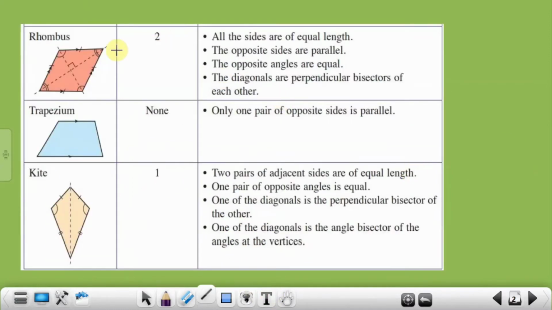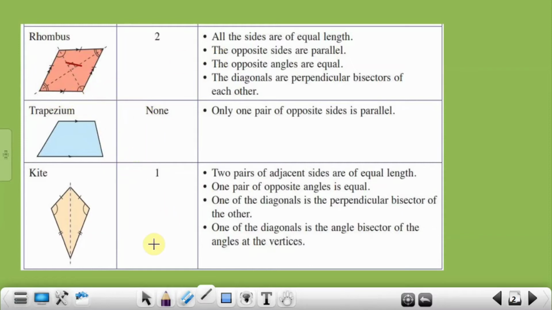Okay, rhombus. Okay, a rhombus has two axes of symmetry here. All the sides are equal length. Okay, the opposite sides are parallel. The opposite angles are equal. Okay, this one is equal to this and this one is equal to this. Okay, the diagonals are perpendicular bisectors of each other. So you can see here, this is the diagonal and the angle between two diagonals at the center is 90 degrees.